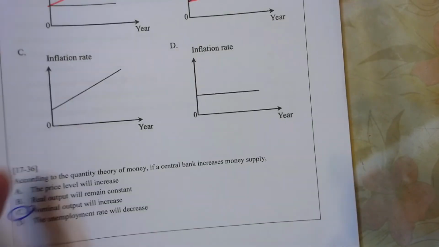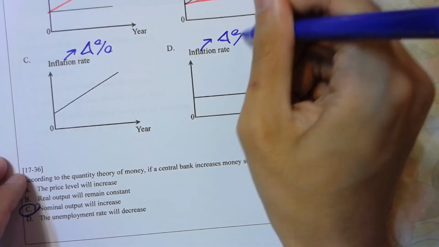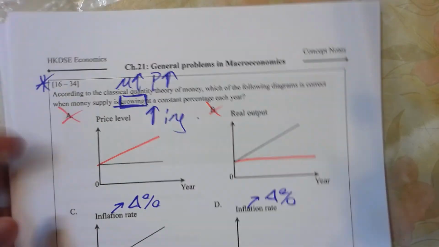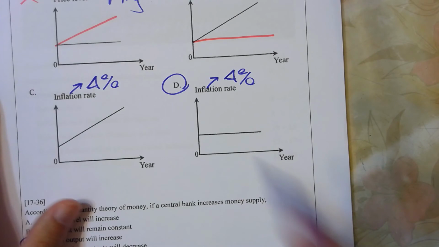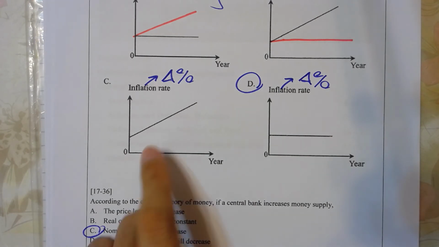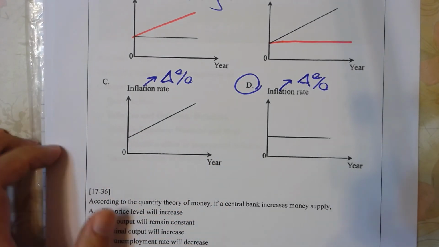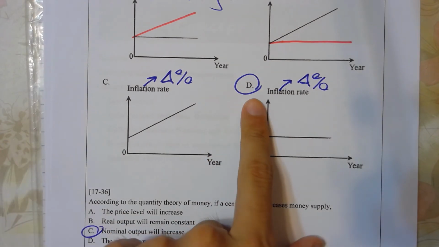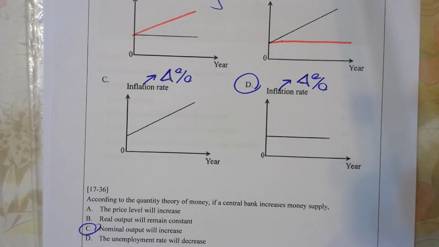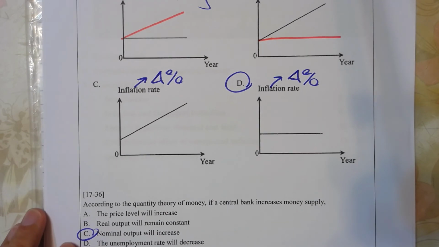C or D. Remember what is inflation rate. Inflation rate is the percentage change. Now, according to the question, the percentage change each year is constant. Therefore, the curve should be flat because it is a constant growth. Okay? If C, this means growing at a faster rate. It increases exponentially, something like that. Okay? So, answer is D, because this is a constant percentage change. Okay? And with that, finally, we are totally done with chapter 21.